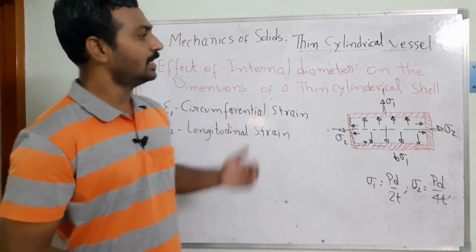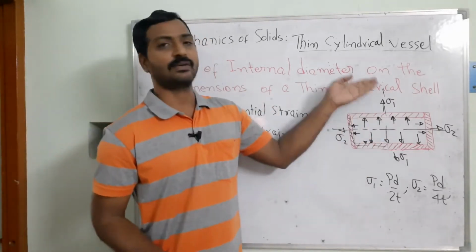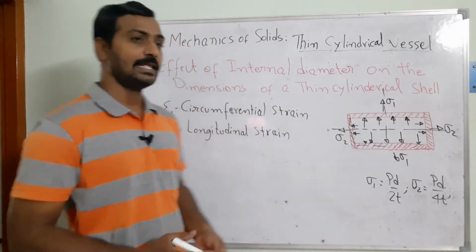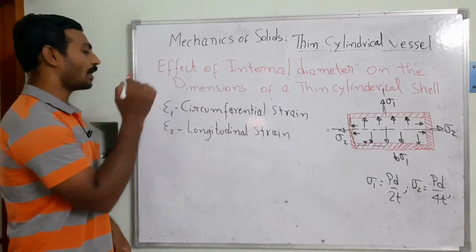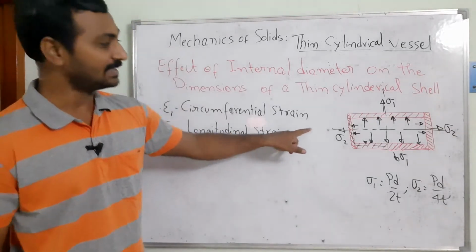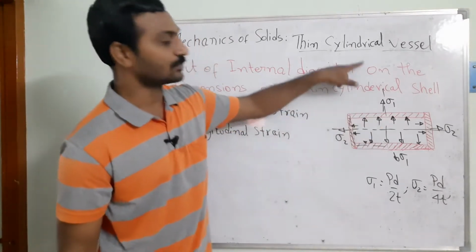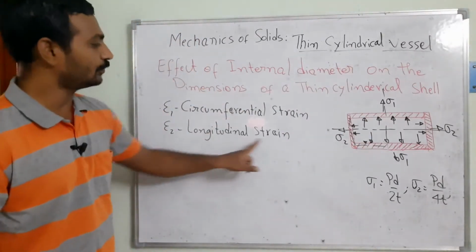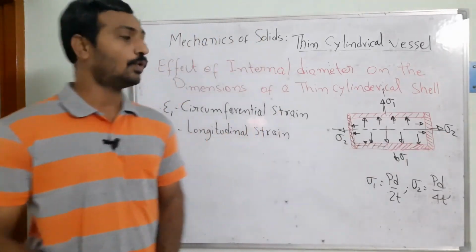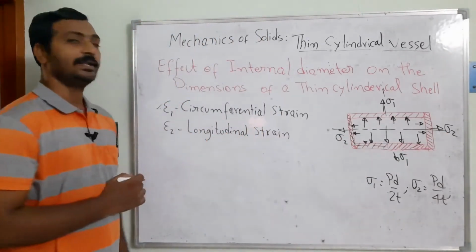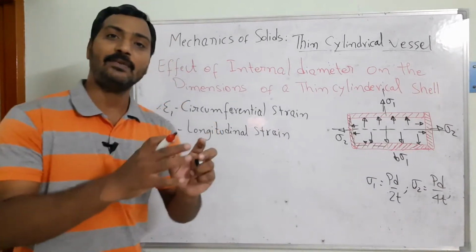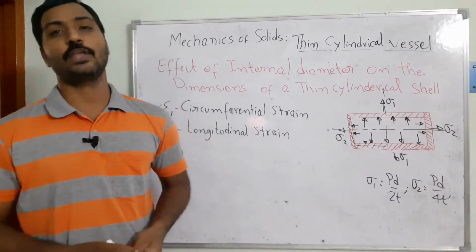So there we can see the strain also in the circumferential and longitudinal directions we are going to consider. Here epsilon 1 I have taken, that indicates the circumferential strain, which is acting in the transverse direction, and the longitudinal strain, which is acting in the longitudinal direction. So this strain we need to define in terms of the stress and Young's modulus, and we equate that to the change in dimensions of the component.